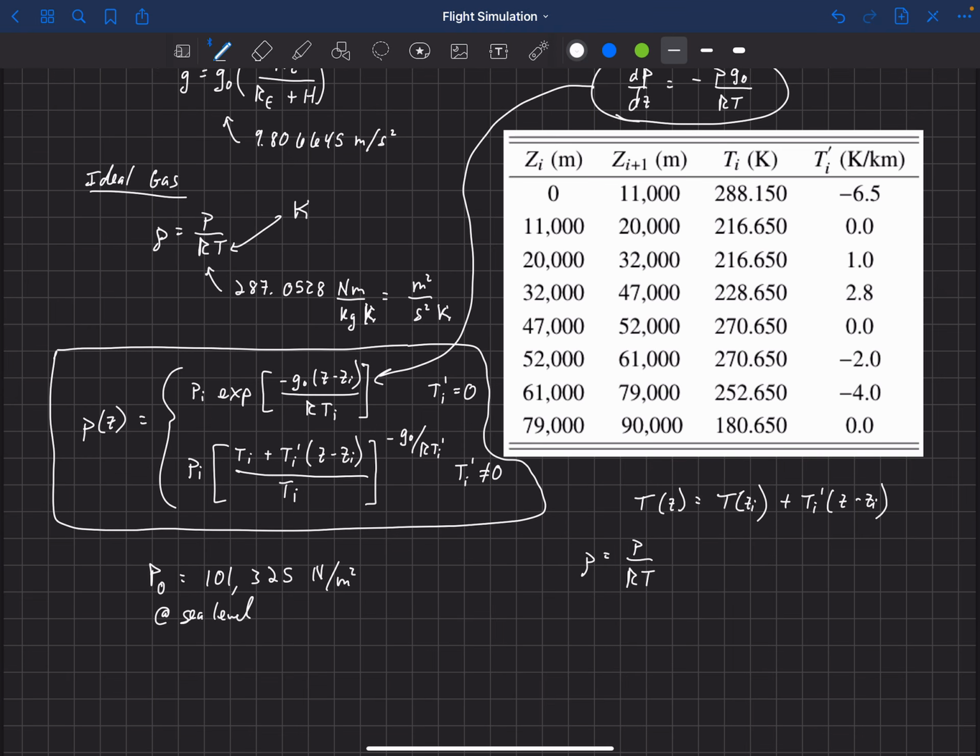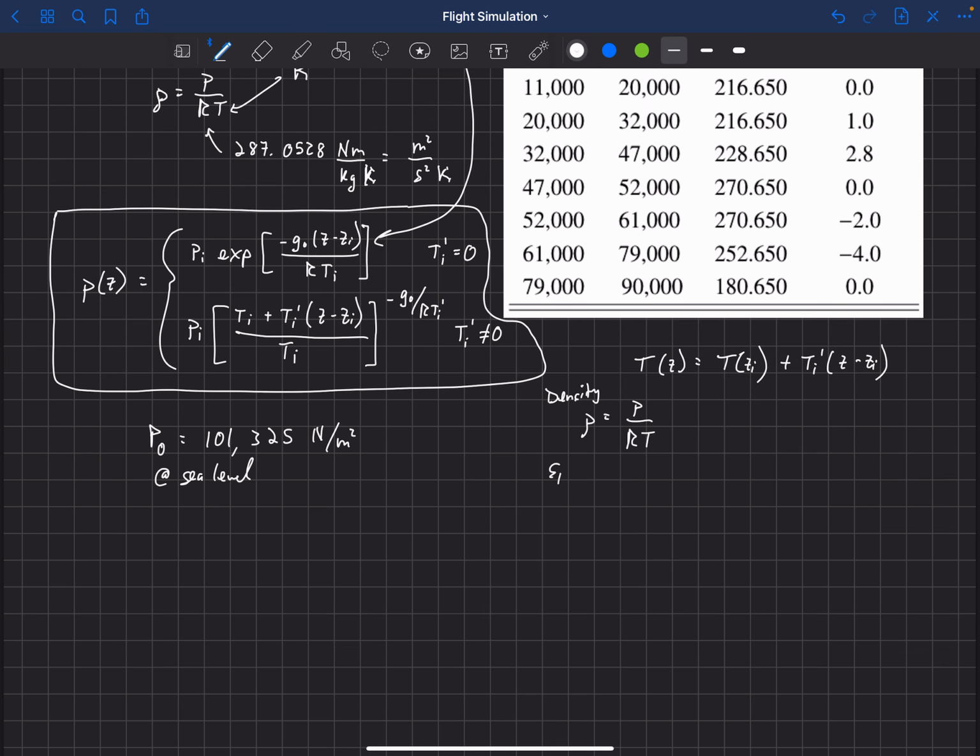So that's density. We can also compute the speed of sound. Let me just write these down. So density, we can get the speed of sound. And that is, we usually use the symbol a, and that's equal to the square root of gamma times RT, where gamma for air is assumed to be 1.4. Then we can also compute the dynamic viscosity.